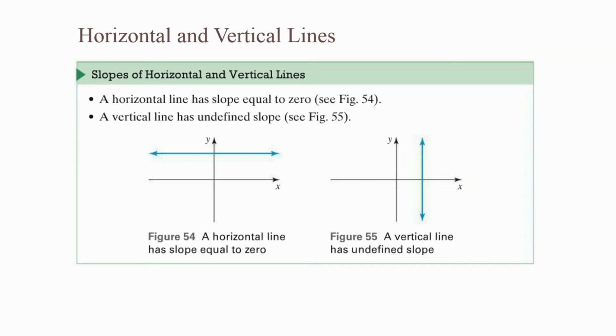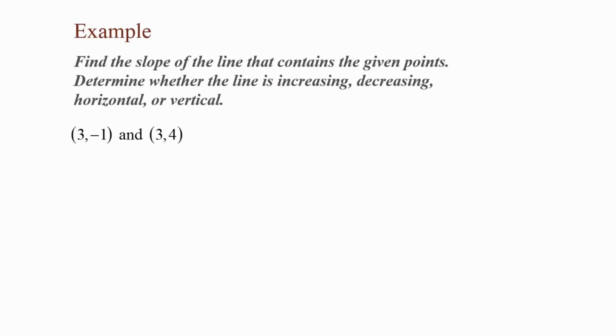Horizontal and vertical lines. A horizontal line has a slope of 0. A vertical line has an undefined slope. In this example, we want to find the slope of a line that contains the points (3, -1) and (3, 4). Then we need to determine if our line is increasing, decreasing, horizontal, or vertical.